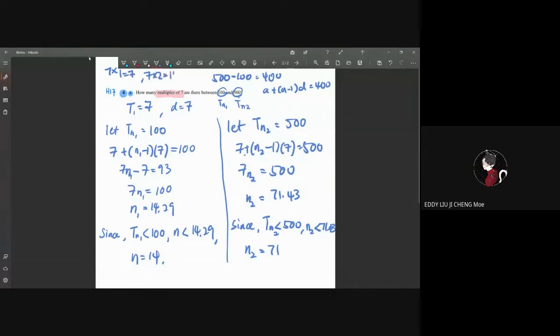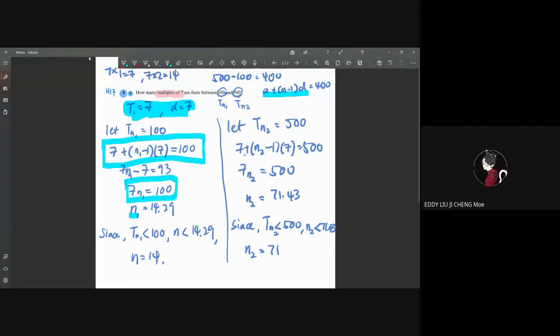Okay, so multiples of 7, we know that times 1 equals 7, and times 2 equals 14. So we know that this one is already proven, and then we just put it into the formula, and we let 100 be our first term. We make it two parts. One part is for 100, one part is for 500. And then we sub it into the formula. We can get this one.